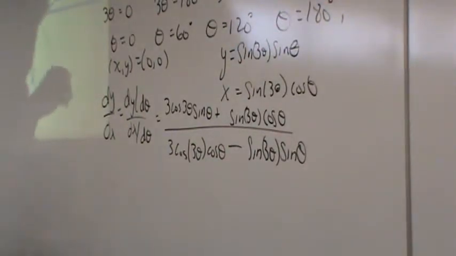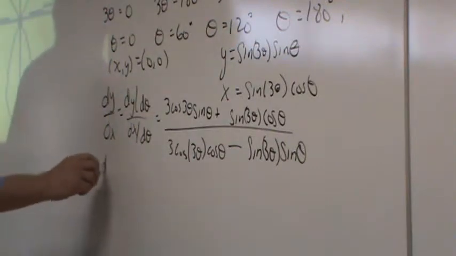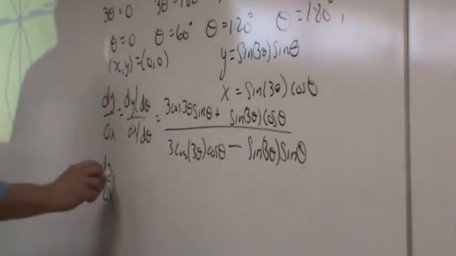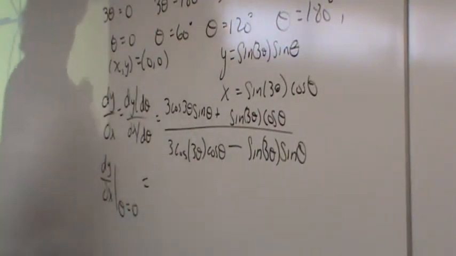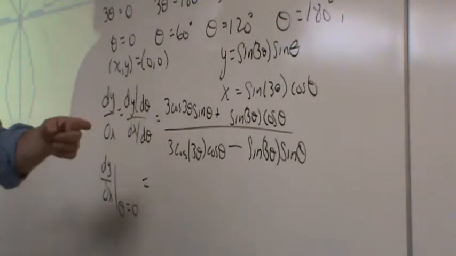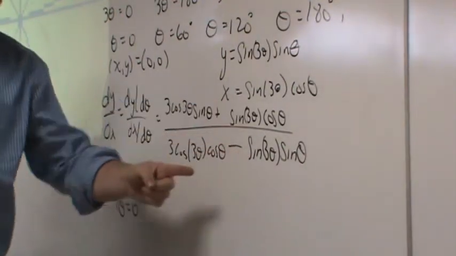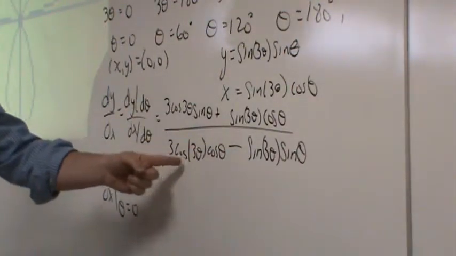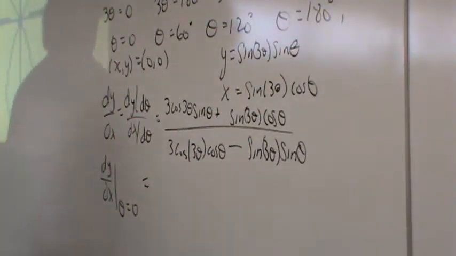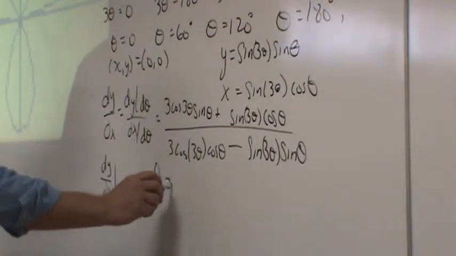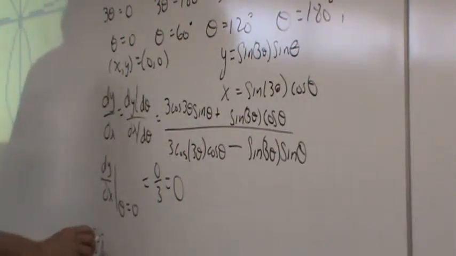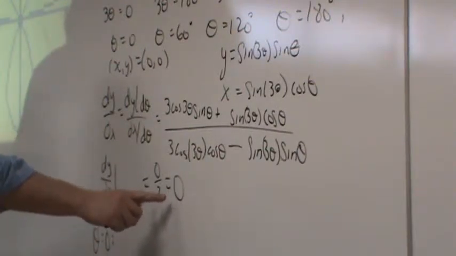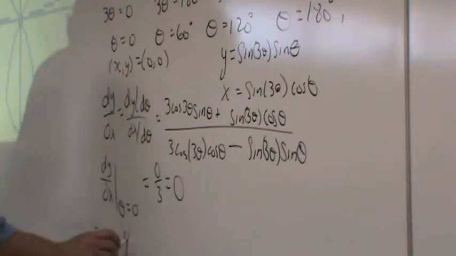And now I'm going to plug in dy/dx evaluated at theta equals 0. If I stick in a 0, are you okay that that's 0, that's 0, that's 0, and this is 1? So I get, or 3 rather, so I get 0 over 3, which is 0. So for theta equals 0, the equation of the tangent is, since the slope is 0, just y equals 0.